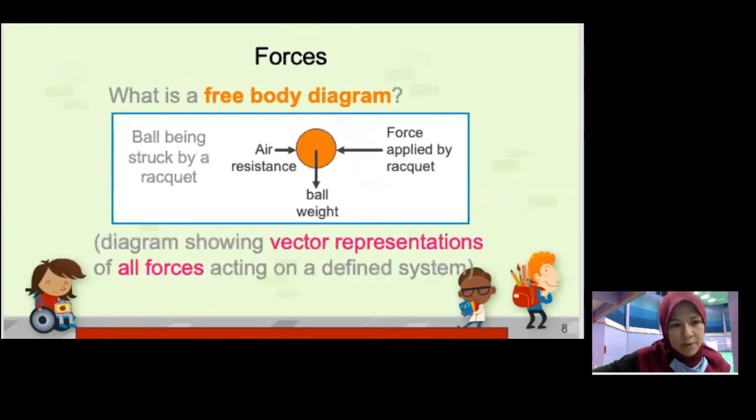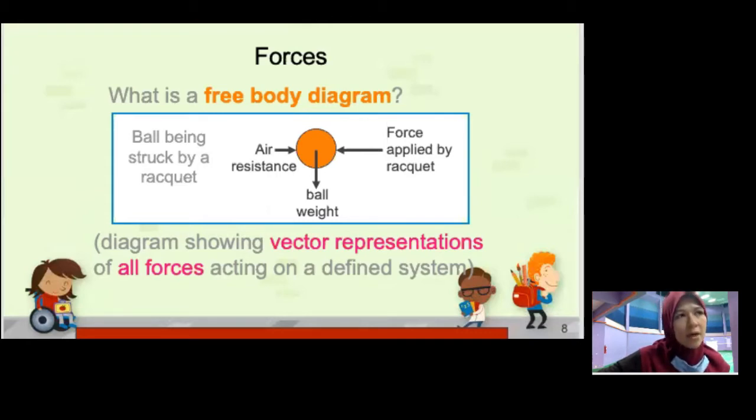Alright. Next is forces. Kita masih lagi dalam topik forces. So what is body free diagram? Okay. Kalau kita tengok kat sini ada satu biji bola. Okay, tengok dalam figures yang dibagi, ada sebiji bola. It is the weight ball. Okay. Air resistance akan mempengaruhi bola tersebut, begitu juga dengan force applied by racket.